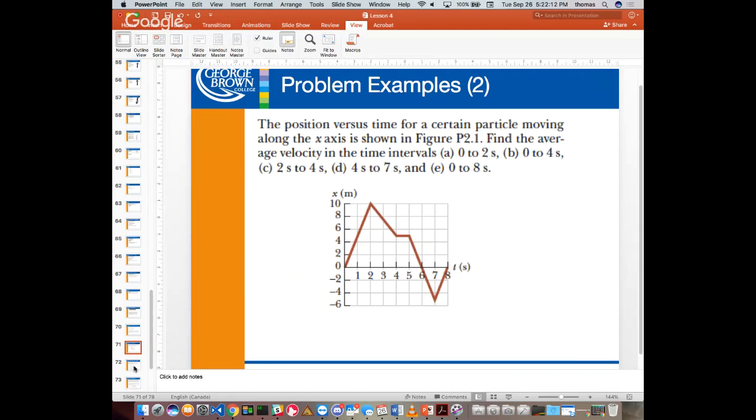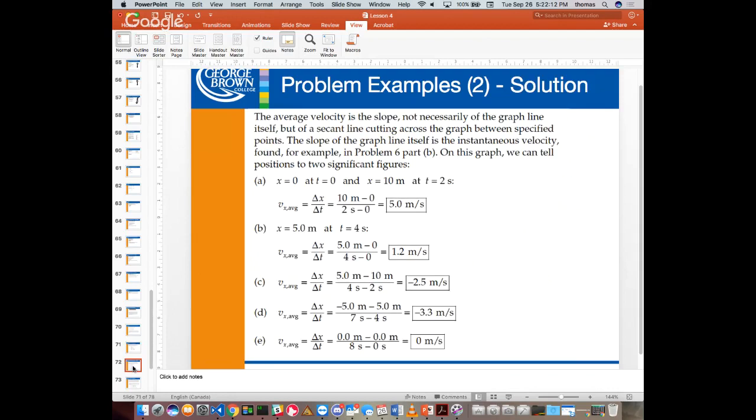I've also included the solution here with a lot more numbers. Let's take a look. The average velocity here is 10 meters minus 0 over 2 seconds minus 0, which is approximately 5 meters per second in this particular case, between time equal to 0 and time equal to 2. And so on, which we're going to cover.